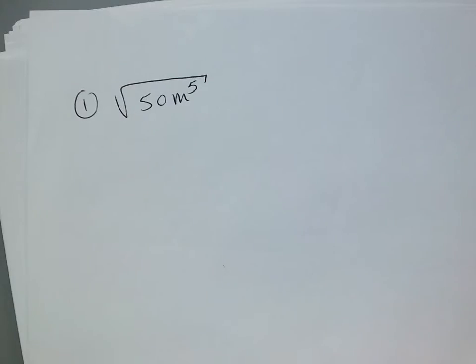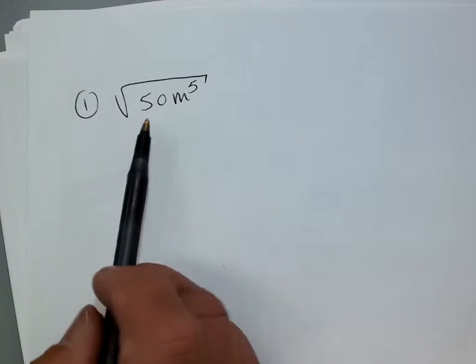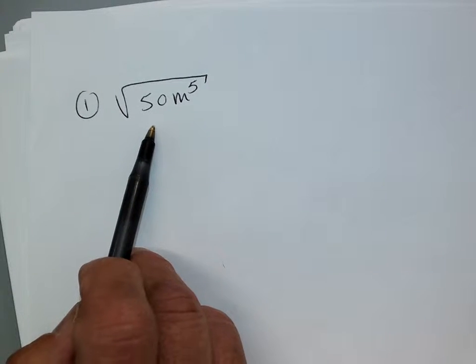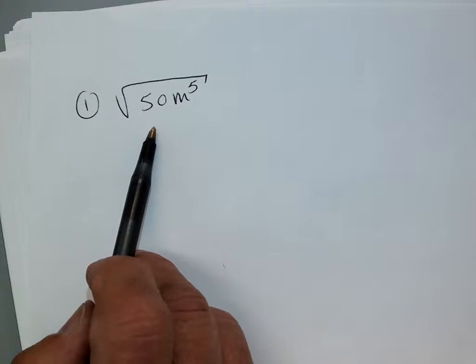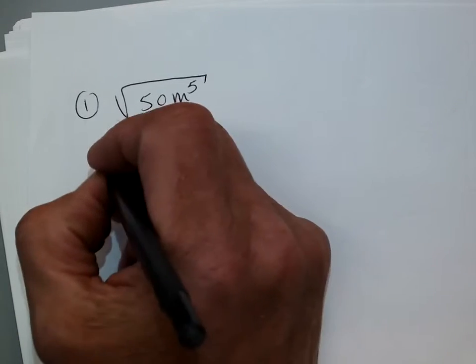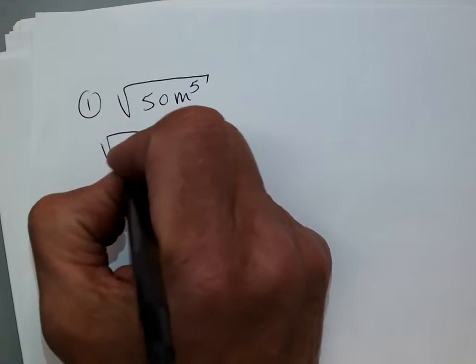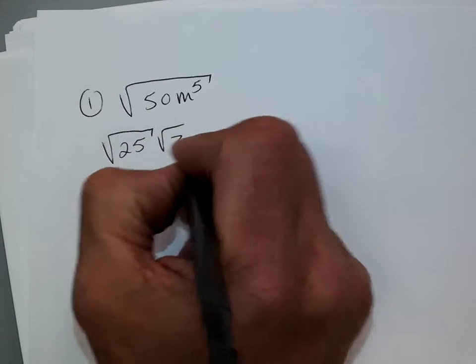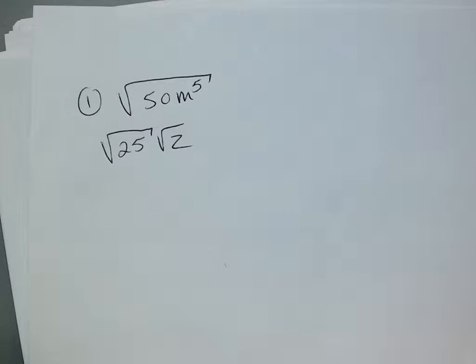Now, you cannot take the square root of 50. It's really a bad decimal number. But what we can do is find numbers within it that can be squared. So I'm going to rewrite this as 25 times 2. I need numbers that have square roots, my special perfect square numbers, right?